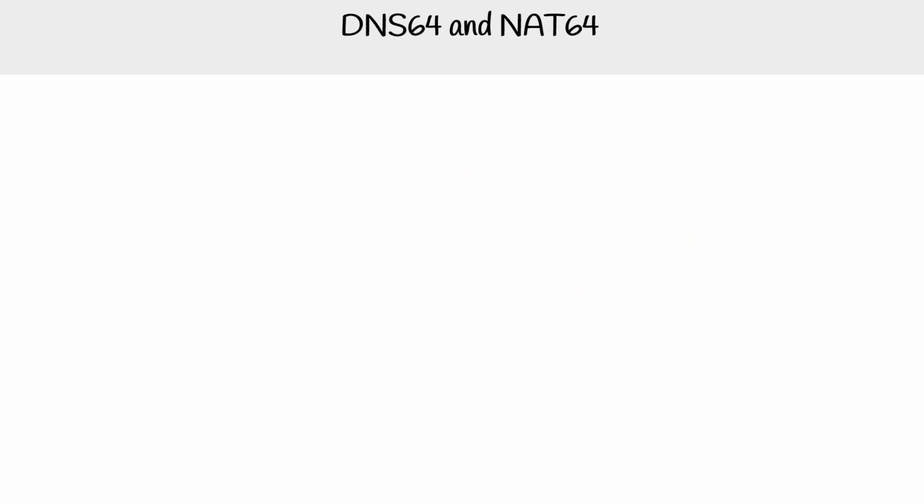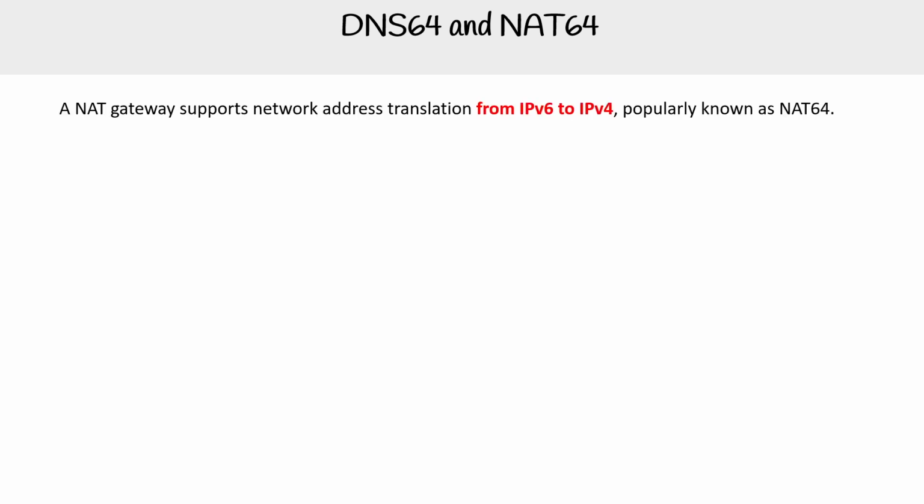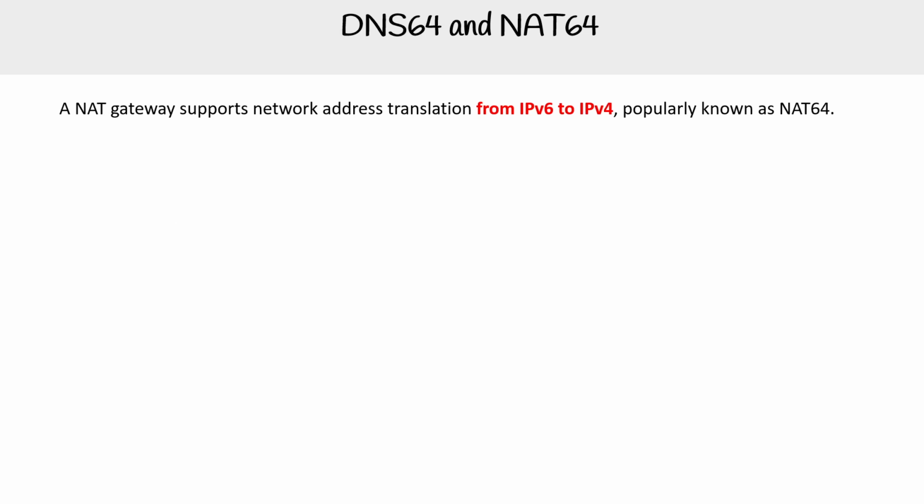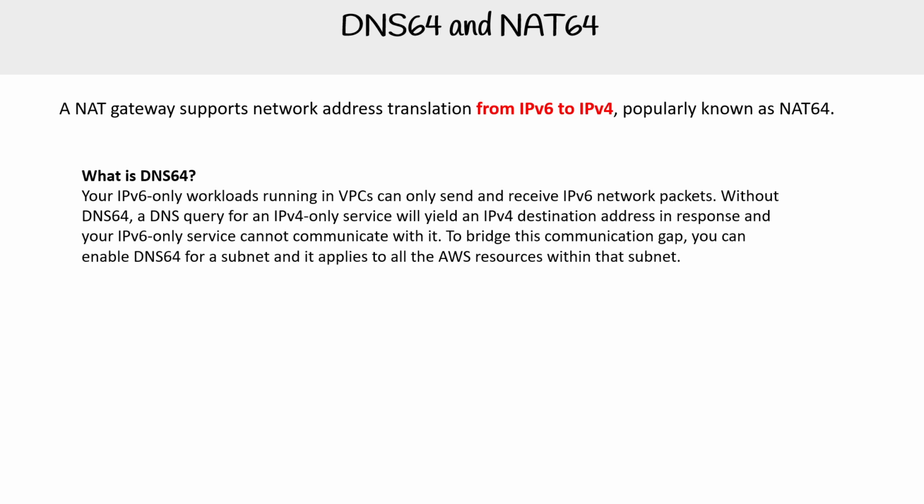There are these things called DNS64 and NAT64 because IPv6 is just the future. I figured we should throw this stuff in here, even if it doesn't show up in the exam. So this is straight from the documentation. Let's just read through it and understand what's going on here. A NAT gateway supports network address translation from IPv6 to IPv4, popularly known as NAT64. And we said that NAT can't do address translation for IPv6, which is true, but it can do IPv6 to IPv4. So just understand that distinction there.